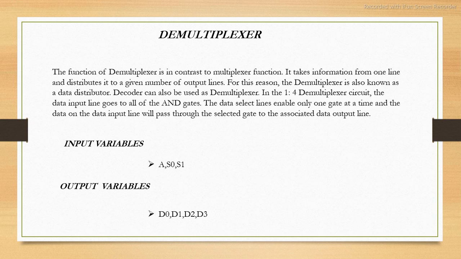In the 1:4 demultiplexer circuit, the data input line goes to all the AND gates. The data select lines enable only one gate at a time, and the data on the data input line will pass through the selected gate to the associated data output line. The input variables are A, S0, S1 and the output variables are D0, D1, D2, D3.